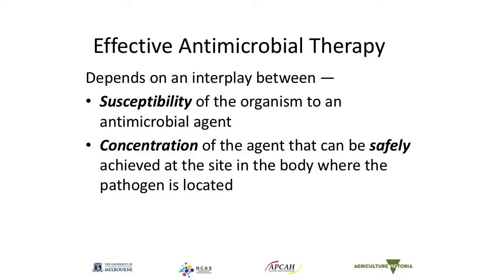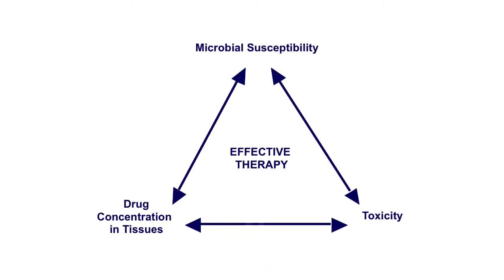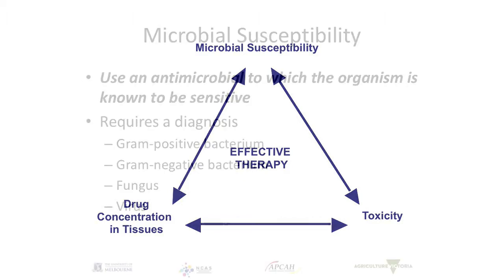Effective antimicrobial therapy depends on an interplay between the susceptibility of the organism to an antimicrobial agent and the concentration of that agent that can be safely achieved at the site in the body where the pathogen is located. So in all antimicrobial therapy, we are balancing the effect of the drug on the bug with the effect the drug may have on the patient, given the dose sizes and frequencies we need to use to achieve high drug concentrations in the infected tissues.